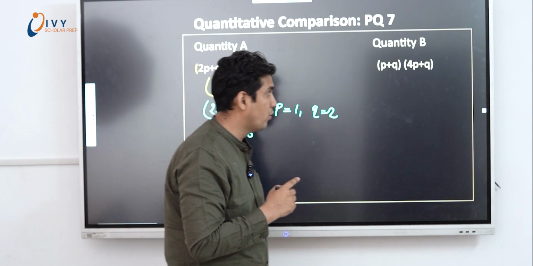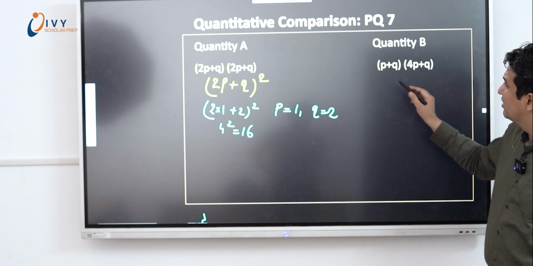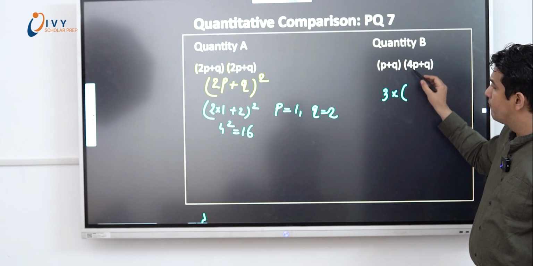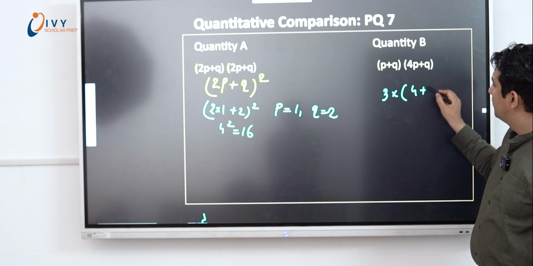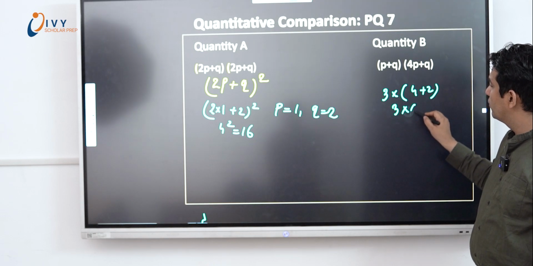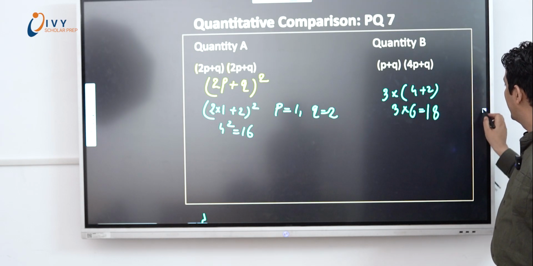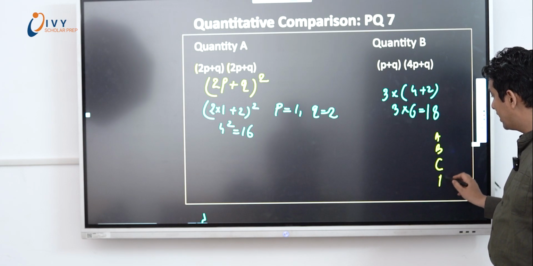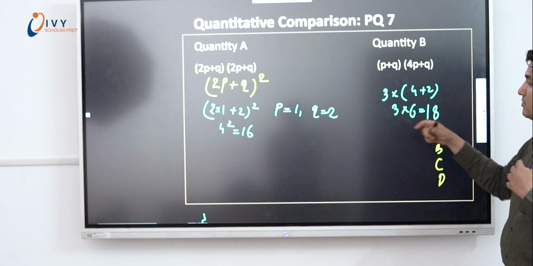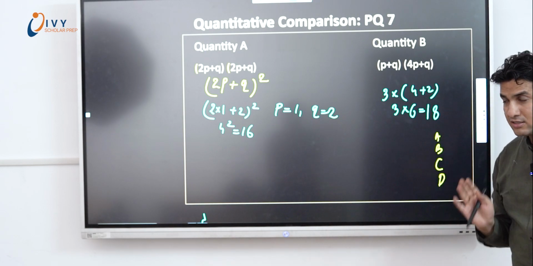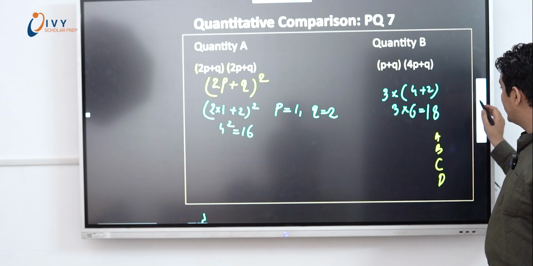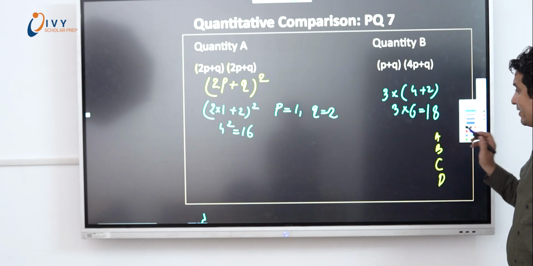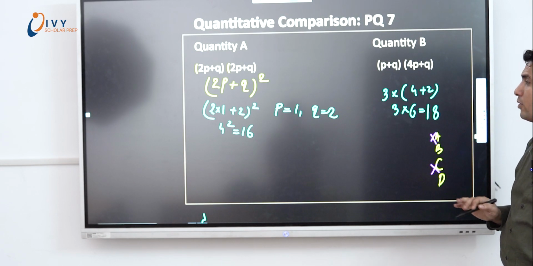Now if you put the same numbers over there, what happens? You simply say 1 plus 2 is 3, into 4 into 1 is 4, plus 2, so 3 into 6 you get 18. Now if you look at the picture, we see 18 is bigger than 16, which means my answer looks like quantity B. So when you say quantity B, you should cross off straight away your options A and C, because that's not going to be possible.